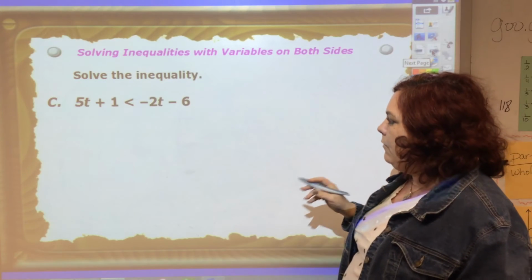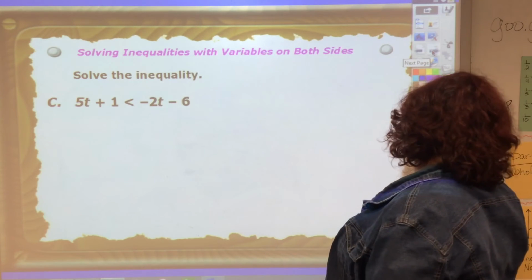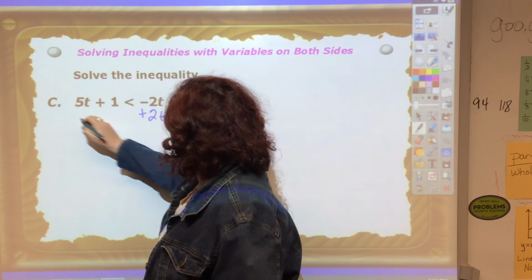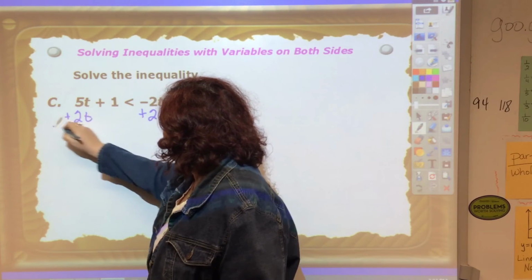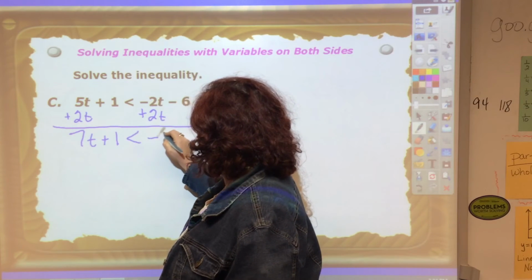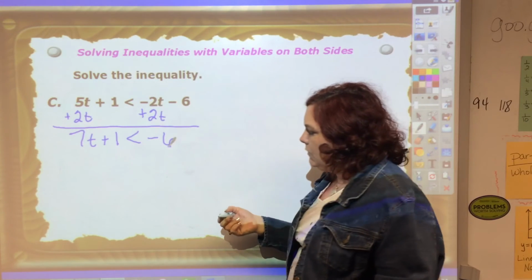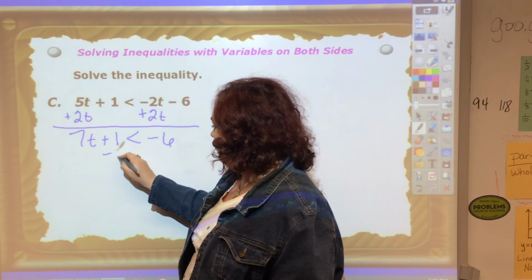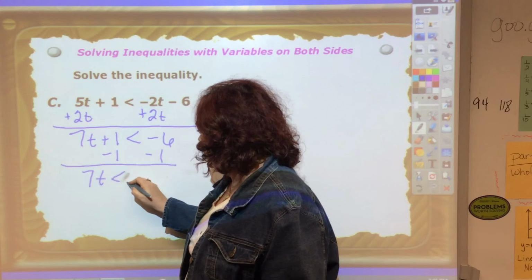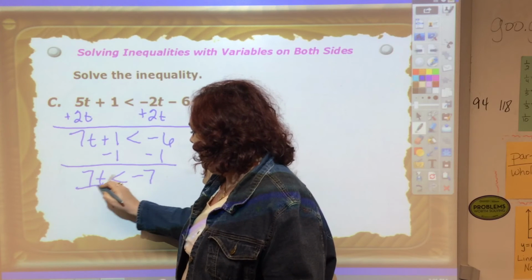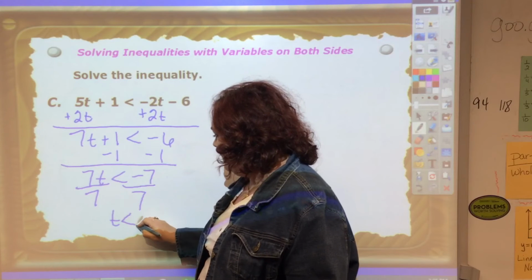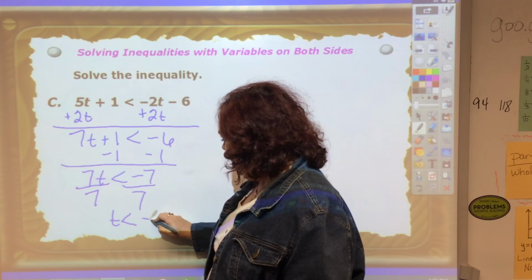Okay, solve the inequality. This time I have a negative variable, so I'm going to add 2t to both sides. And so 7t plus 1 is less than negative 6. Now I've got a two-step inequality. I'm going to subtract 1 from both sides. And I've got 7t is less than negative 7. Now I've got a one-step. I've got to divide. And so t is less than negative 1.